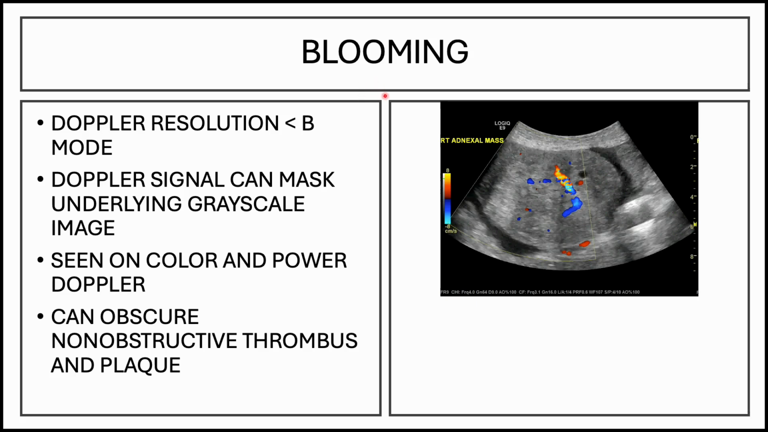Blooming is one of the artifacts that we can see on color Doppler imaging, and this is where the signal from the color Doppler spills beyond the actual vessel walls.